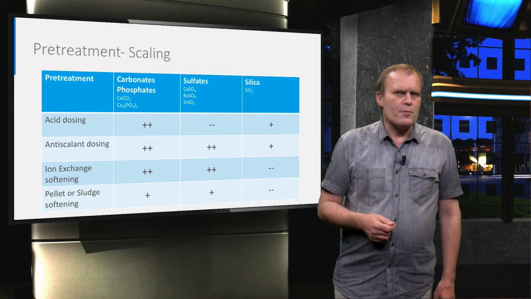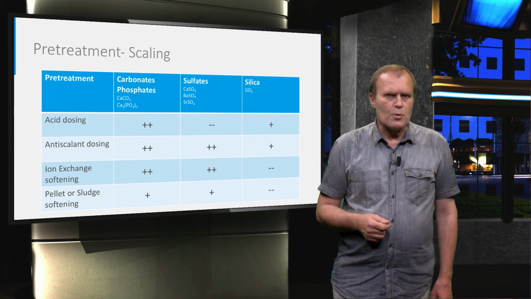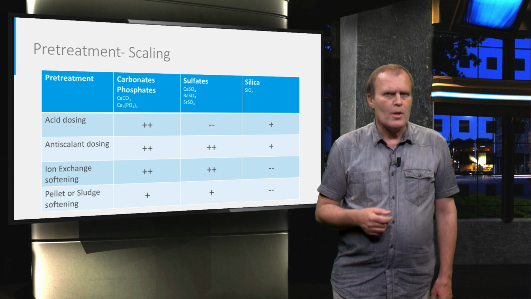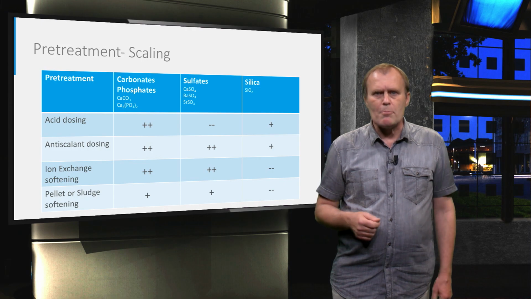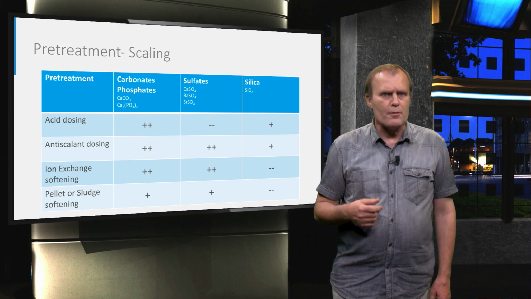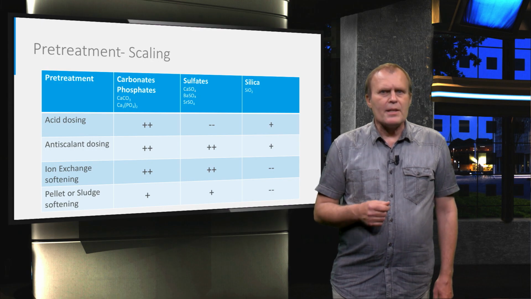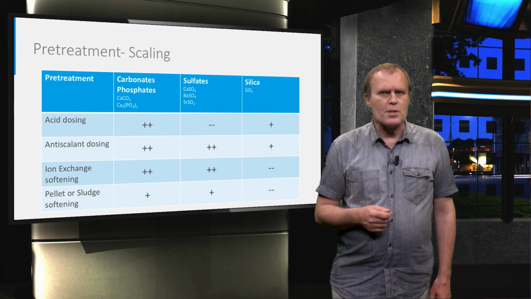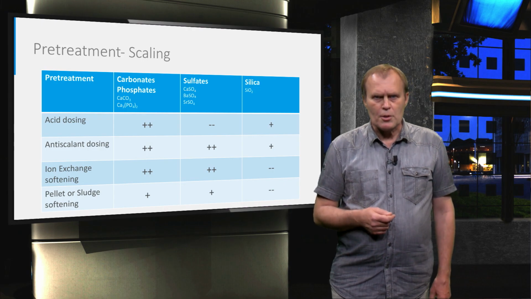Silica is the most difficult scalant to tackle. Silica scaling is also impossible to clean from a spiral-wound membrane. So it's very important to keep the silica concentration in the last membrane element below 150 milligrams per liter silica. By adding antiscalant, a maximum concentration of 300 milligrams per liter silica can be allowed. Further information on scaling is given in a separate lecture.